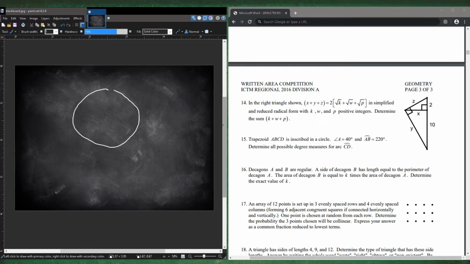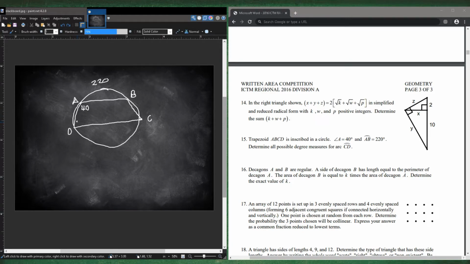Okay, so we have a circle and we have a trapezoid inside. Not the best picture. So A, B, and C, D. And they say AB is equal to 120. So this arc length is 120, and A is equal to 40. So the property of a trapezoid inside a circle is that, if you kind of move this out, then as shown before, this angle has to equal this angle. So 180 minus the 40 is 140. So if this is 140, that means this has to be 140.